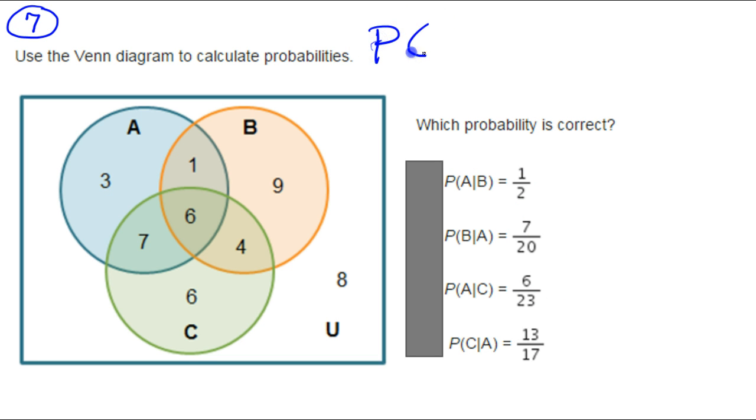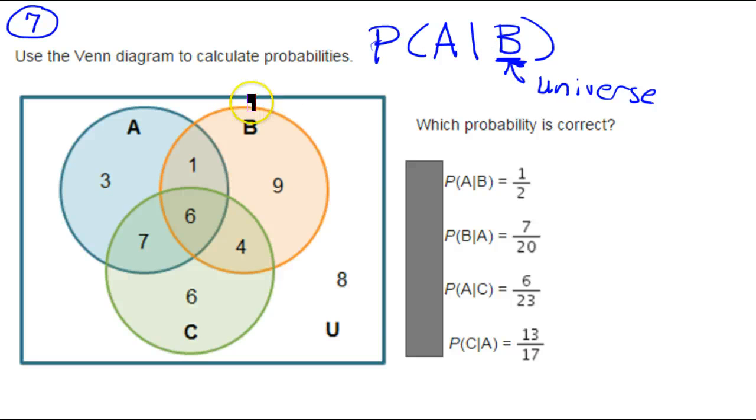Remember, when we look at something like this, probability of A given B, this second one, the thing that we're given, is the universe. Meaning we can forget about everything else except for this. All right, so for this first problem, we're trying to find the probability of A given B. So as soon as we see given B, here's what we do.